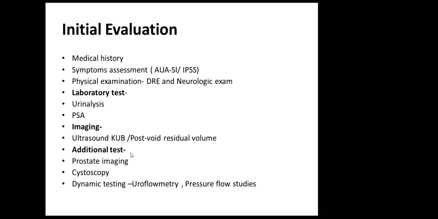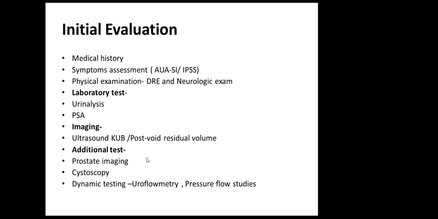Next is imaging: ultrasound KUB and post-void residual urine volume should be checked. Ultrasound KUB is done to know the burden on the kidney as well as the ureter in long-standing BPH, and the post-void residual urine should be noted. Normal men have less than 12 ml of residual urine, but in severe BPH, the post-void residual volume can go up to 250 ml.